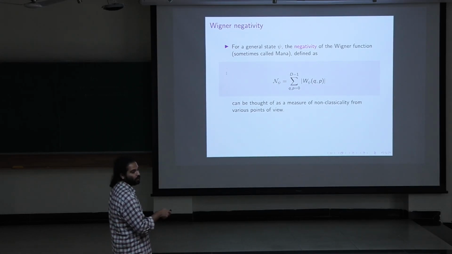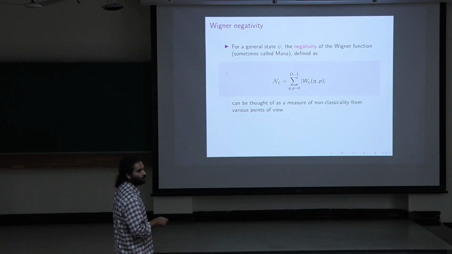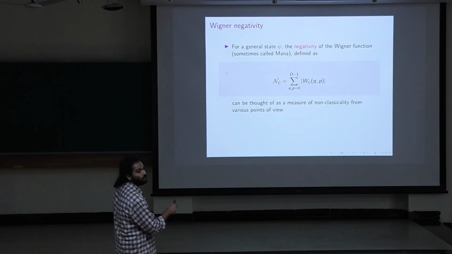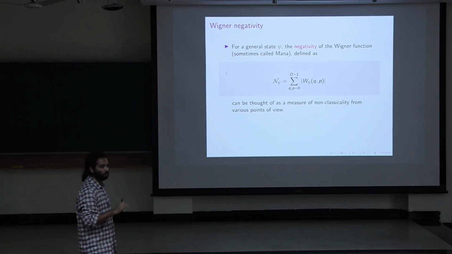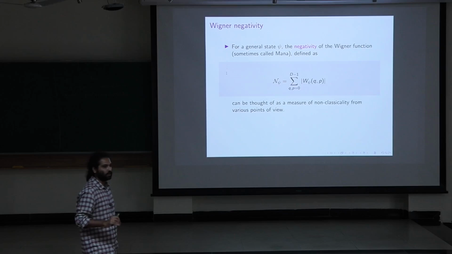The sum is upper bounded by the square root of the dimension of the Hilbert space. You can pretty easily show that this thing is always upper bounded by the square root of the dimension of the Hilbert space. But the square root of the dimension of the Hilbert space is a very large number, right? It's an exponentially large number.